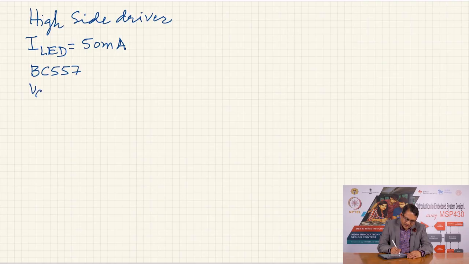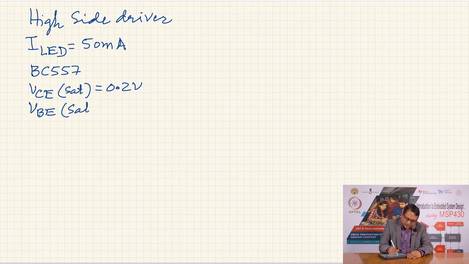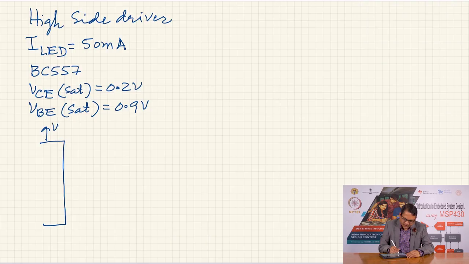We will say VCE SAT is 0.2 volts, VBE SAT will be 0.9 volts, and so now what we have is we want a microcontroller which is operating at VCC equal to 3.6 volts, which is our good old MSP430.